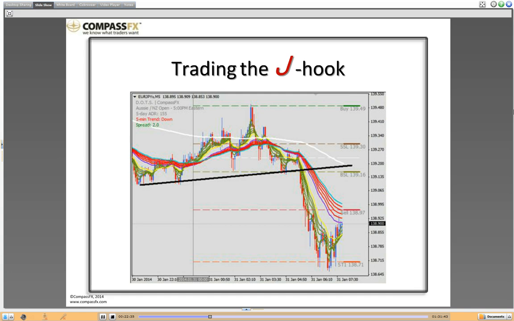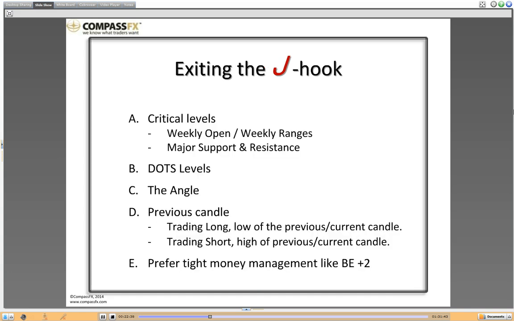Let's see. So critical levels, major support and resistance. Oftentimes, you guys, you'll see on the charts where you need it, Dean's got it all over his charts, support and resistance. The dots levels, the dots, I think I kind of just explained how important the dots levels are.